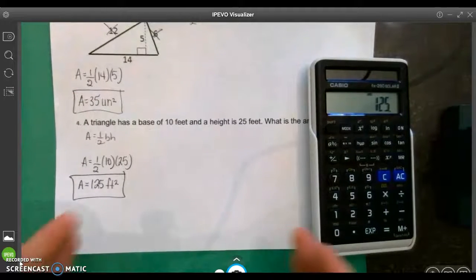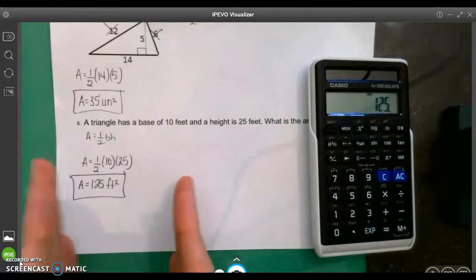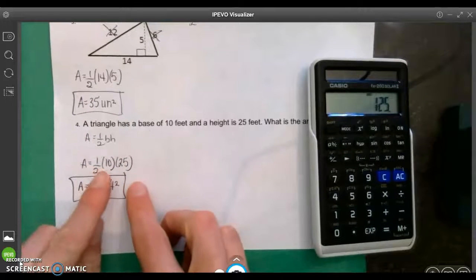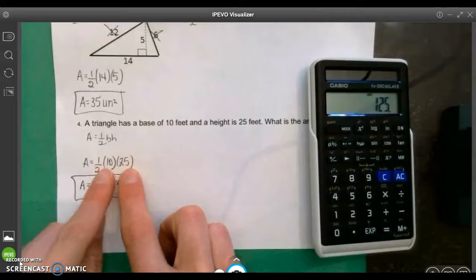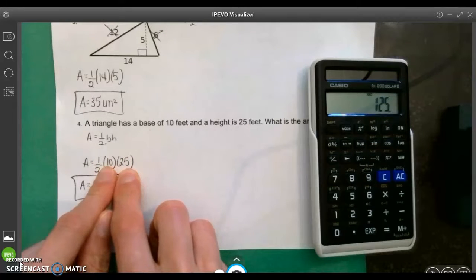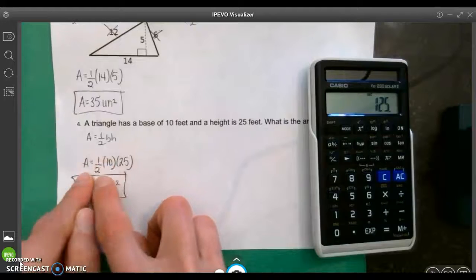So pretty simple. Just remember to work backwards with your multiplication is probably the easiest way to do it. This times this divided by this. But when you do it, make sure you hit equal sign after you multiply. 25 times 10 equals, so you get that full number, then divide by 2.